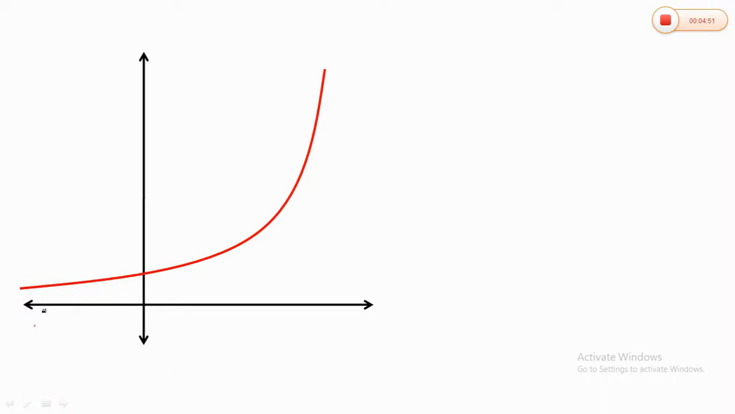from left to right the value of x is increasing, so the value of y is increasing. For every value of x, the value of the function is increasing. Observe here, it is increasing at every stage as you move from left to right. And the point (0, 1) always lies on the graph. So this is the nature of the graph.